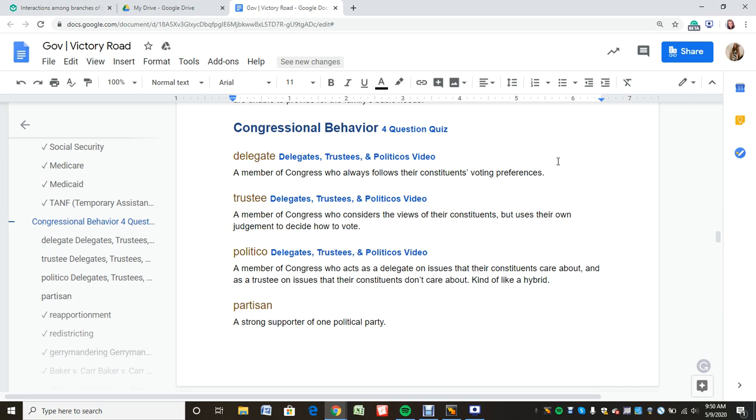Partisan, and you'll hear the word partisanship all the time, is this idea that you have, it could just be a regular person, who is such a strong supporter of one political party that a lot of times, if you have divided government, it's very hard for legislation to get through because people are so divided on it, because they're such strong supporters of one political party over the other.